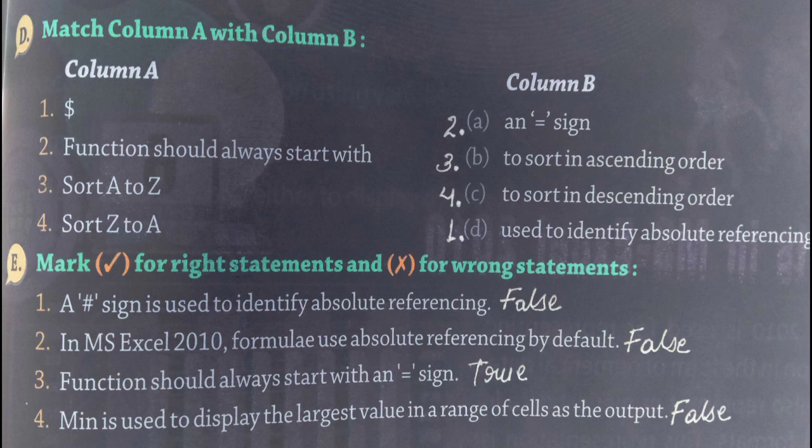Next question, question number E. So in this we have to state true or false. First one, a hash sign is used to identify absolute referencing. False, that is the dollar sign. Second one, in MS Excel 2010, formula use absolute referencing by default. False, that is the relative referencing used. Third one, function should always start with an equal sign. True. Fourth one, minimum is used to display the largest value in range of cells as the output. False. And here our chapter 5 gets completed.